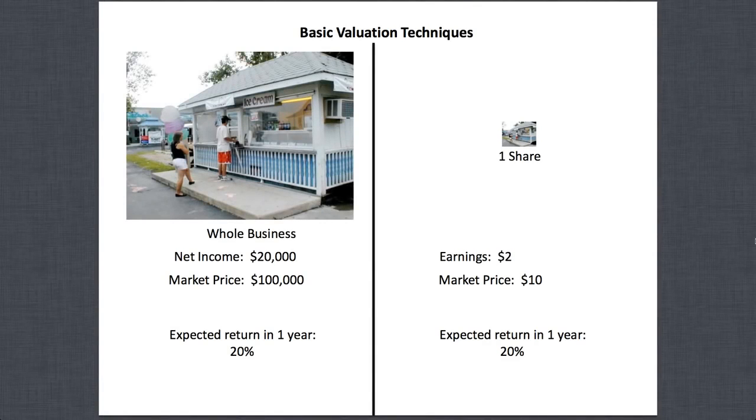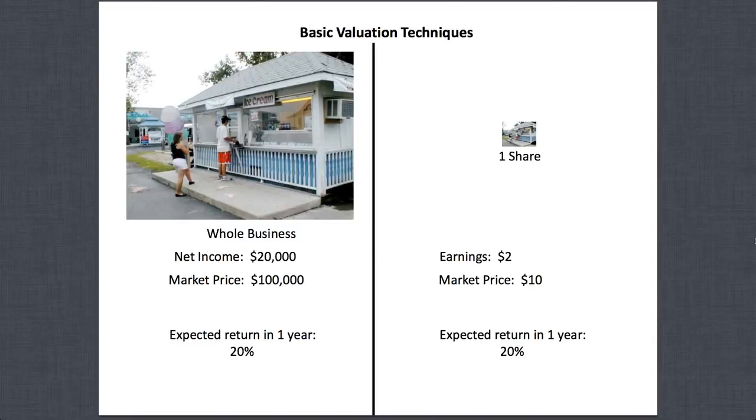Okay, so when we look at the whole business versus one share, I want to show you how it doesn't matter if you're valuing the entire business or just one share. When we look at the whole business, we know that the net income, or the profit, is $20,000 for the year and that the market price is $100,000. So if you had $100,000 to buy Nancy's business and you bought it, 1 year later you could expect to earn $20,000 in net income. So your expected return in 1 year would be 20% because 20 divided by 100 is 20%.